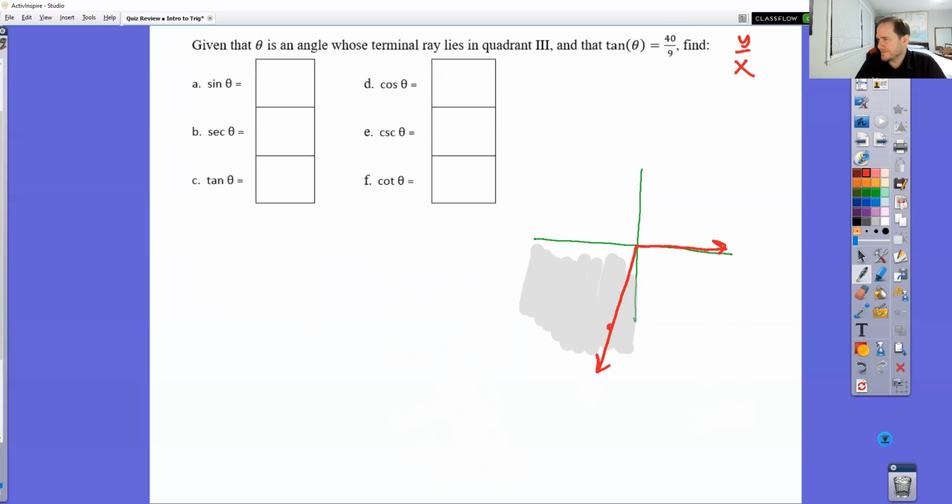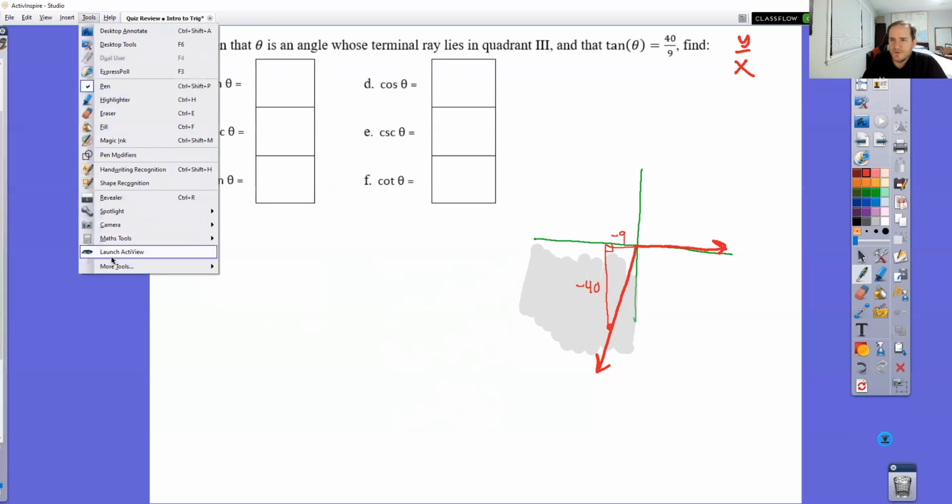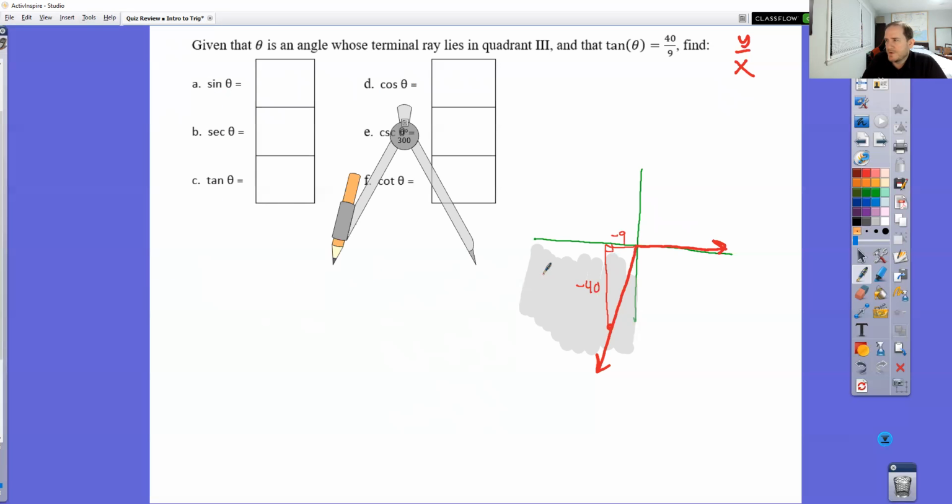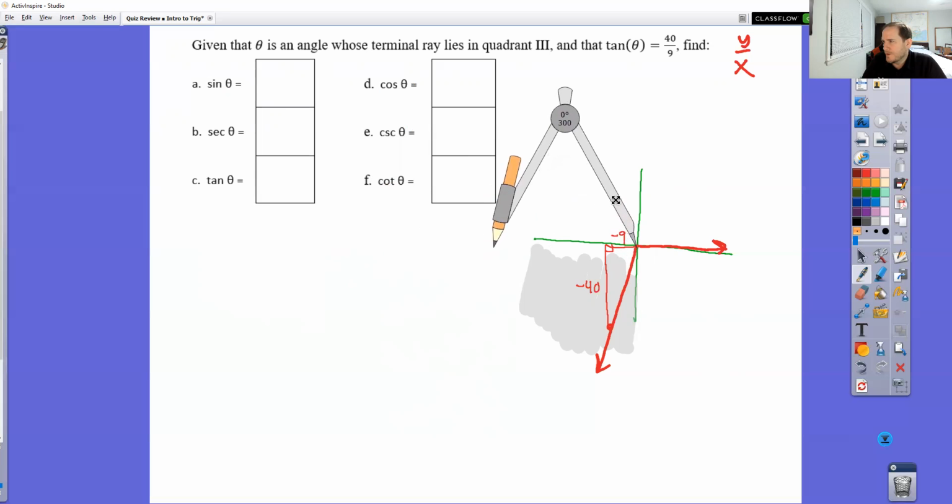Then you could mark off a right triangle defined by these numbers. So that 40 is your y value. Really, it's negative 40. That 9 is your x value. Really, it's negative 9. You got to find your hypotenuse. We are clearly not on a unit circle. Unit circle would have a radius of 1. So we couldn't possibly have legs of 9 and 40. So we got to find the actual hypotenuse. And to do it, you'll just use Pythagorean Theorem.